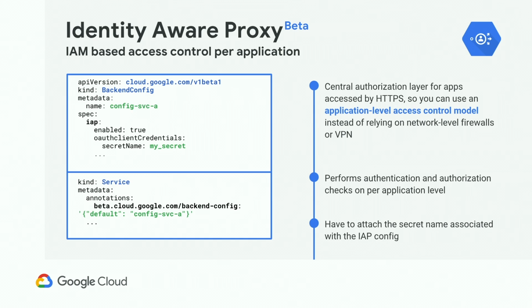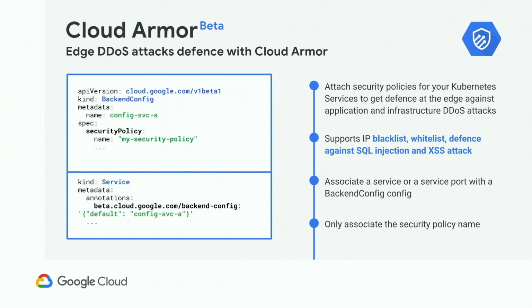As I mentioned, IAP performs authentication and authorization on a per-application level, and this basically lets your employees work from anywhere on untrusted networks. Cloud Armor is our DDoS protection engine. Besides DDoS attacks, it has protections built in against a host of different attacks, such as SQL injection and XSS attacks.